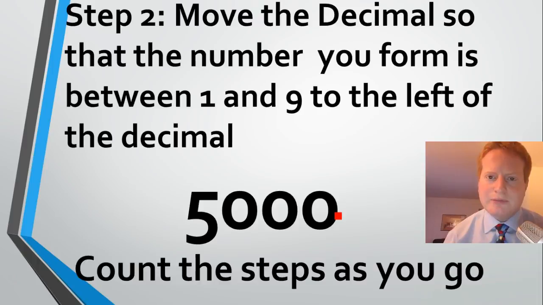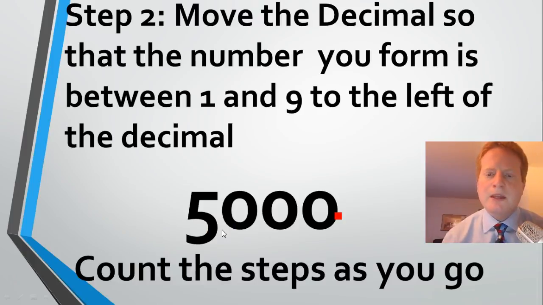The second step is to move that decimal so that the number you form is between 1 and 9 to the left of that decimal. In other words, we want to move this decimal over here so that this number at the end can be between 1 and 9. If I moved it to right here, that would give us 50. That would not be between 1 and 9. If we moved it here, though, we would get a number between 1 and 9, which is 5.